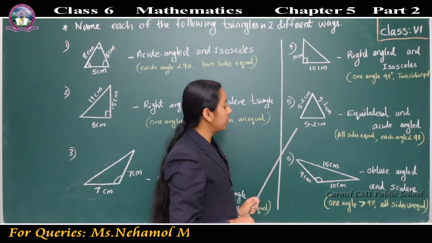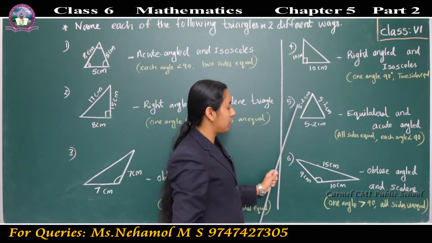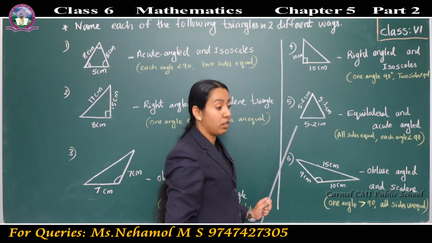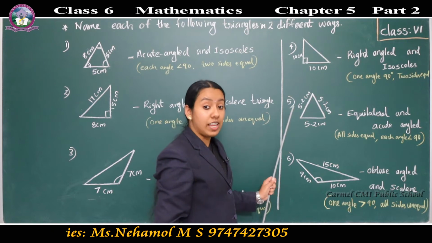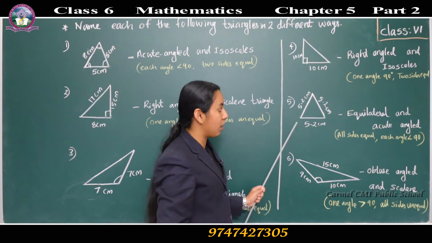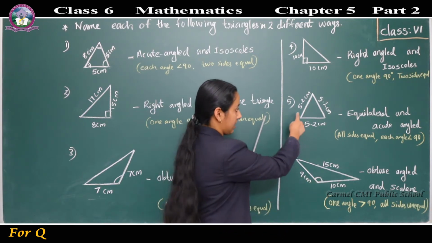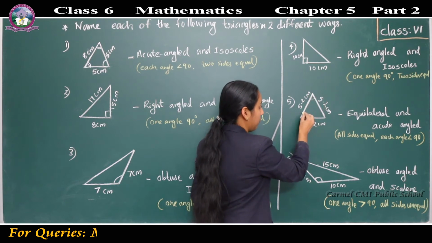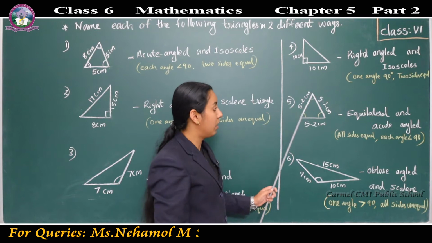Then fifth one, three sides are given, 5.2 centimeter, 5.2 centimeter, 5.2 centimeter. So all three sides are equal, that means it is an equilateral triangle. Then each angle is less than 90 degree, so it is an acute angled triangle.